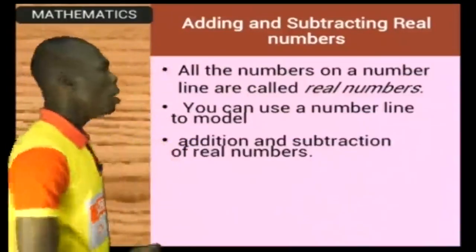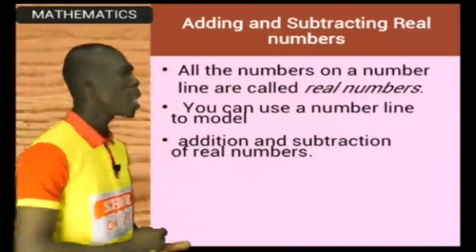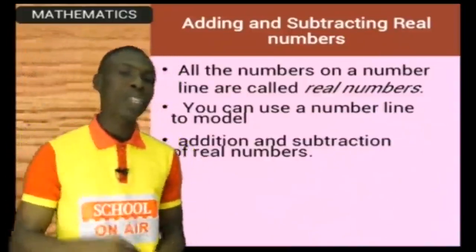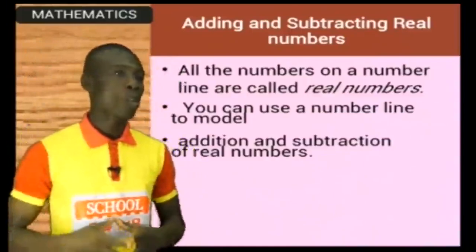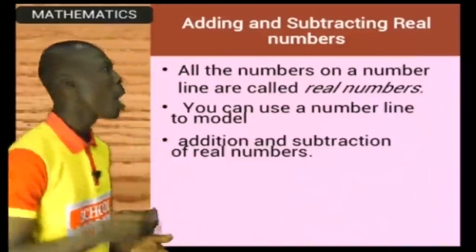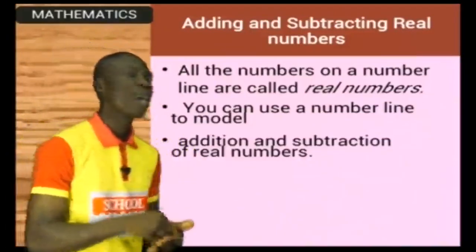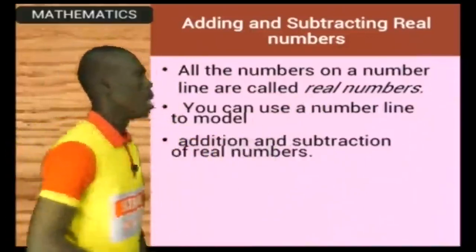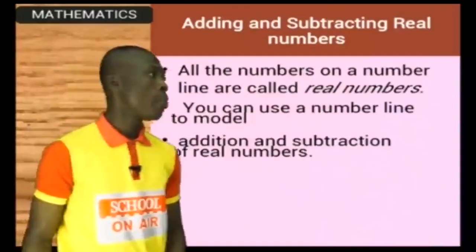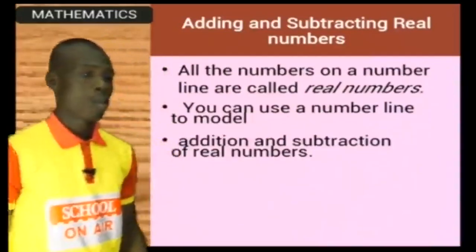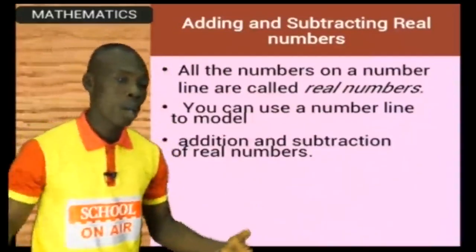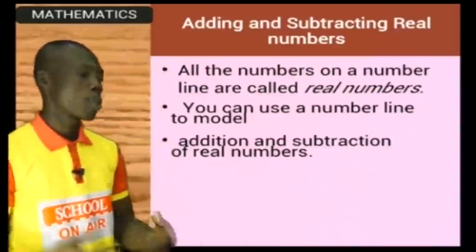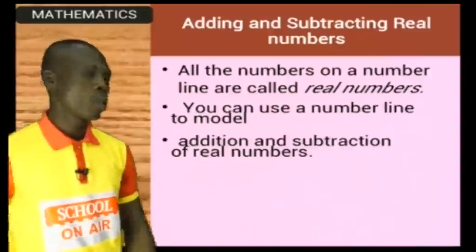Now, all the numbers on a number line are called real numbers, because we are talking about addition and subtraction of real numbers. So what are real numbers? Real numbers are all the numbers that you can find on a number line. So those are called real numbers. And also you can use a number line to model a particular equation or expression. A number line can be used as a model to express whatever we have in algebra.